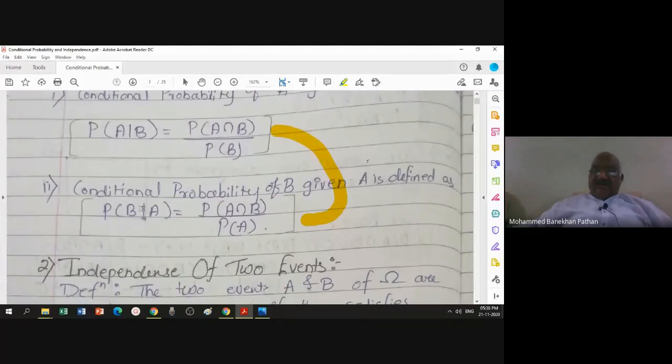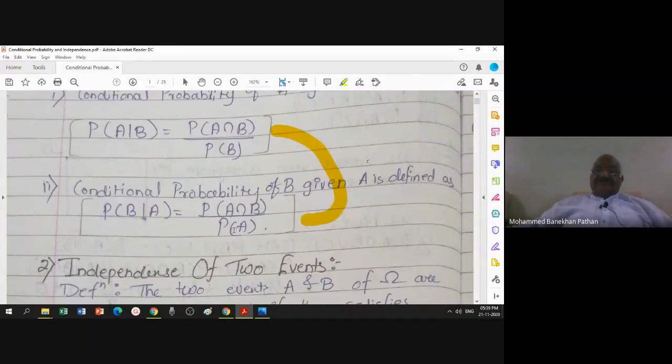So under independence, your left-hand side will be P(B), and this denominator will be taken on the left. So you get a condition under independence: the probability of intersection should be P(B) multiplied by P(A). But when? If they are independent.